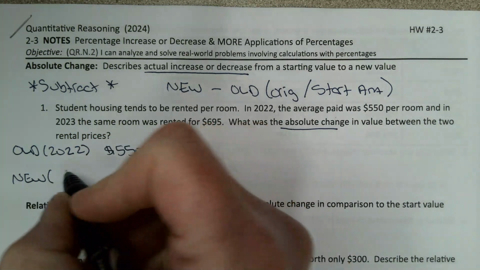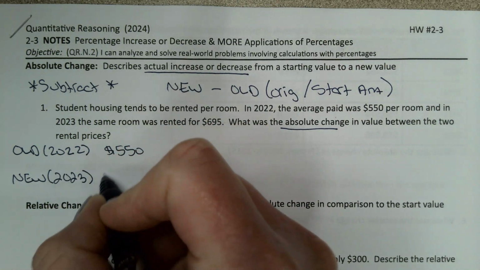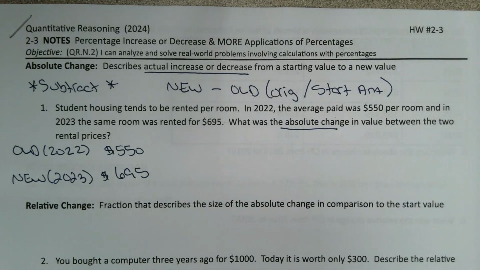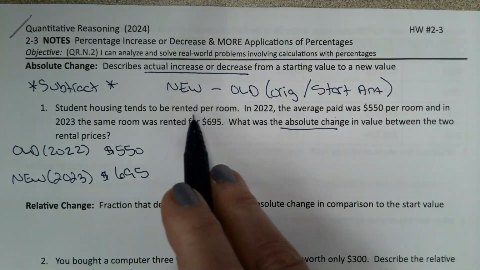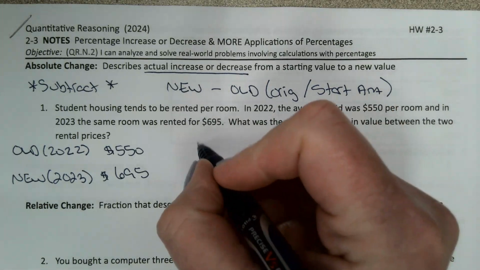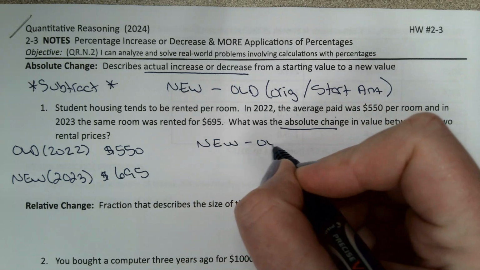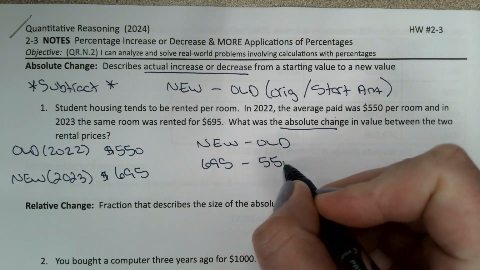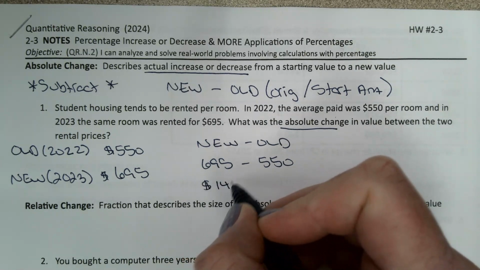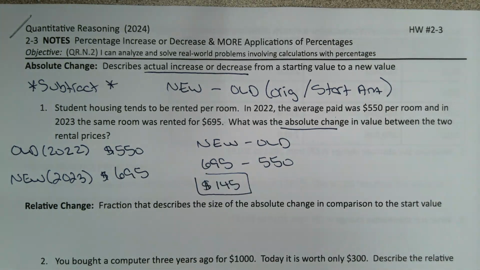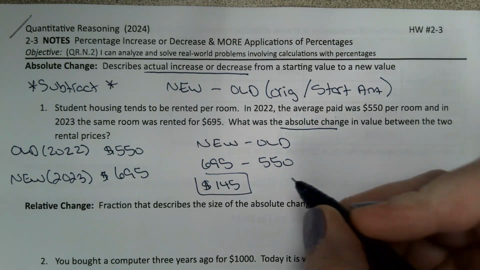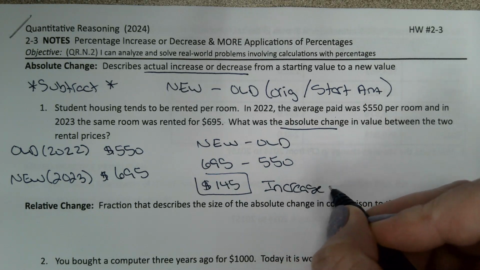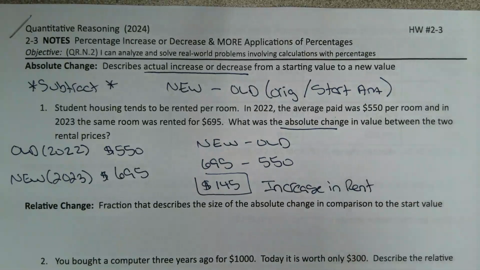And the new amount, which is the 2023 rent, is $695. So to find the absolute change, we're just going to go new minus old. So we're going to take $695 minus $550, and $145 is the absolute change, and $145 is your increase in rent over that year.